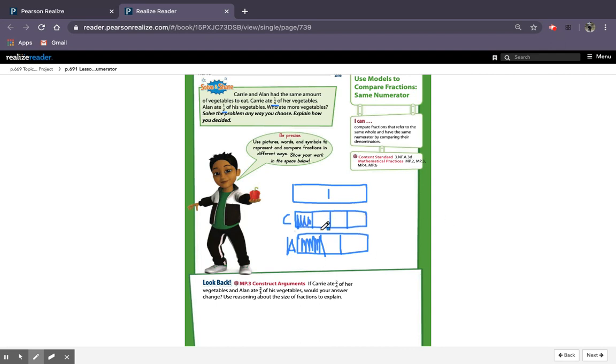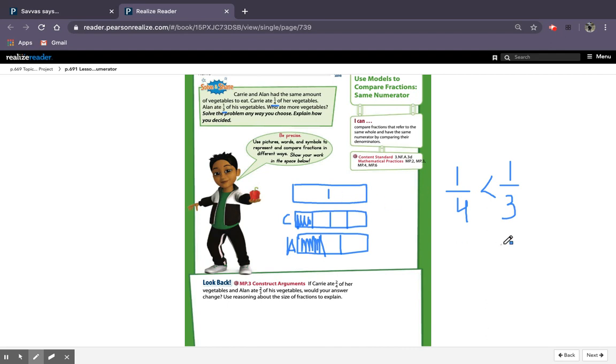So what is worth more, 1/4 or 1/3? So basically, when we're looking at this, which one takes up more space? One piece out of 4 pieces or one piece out of 3 pieces? One piece out of 3 pieces takes up more space. There's more in it. So 1/3 is greater than 1/4. 1/4 is less than 1/3.